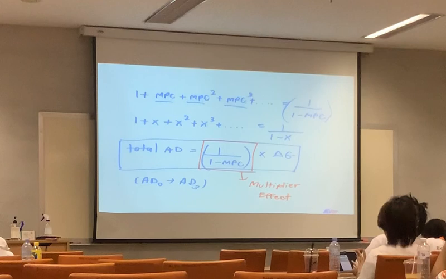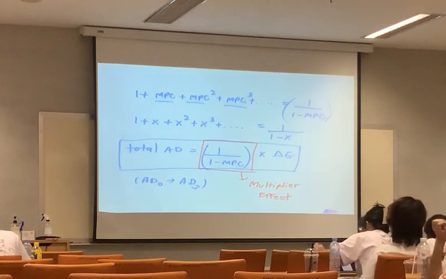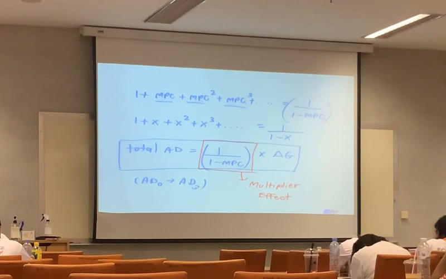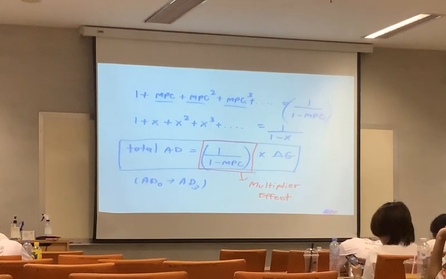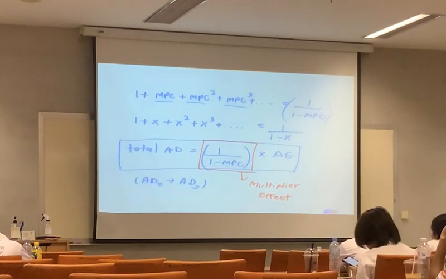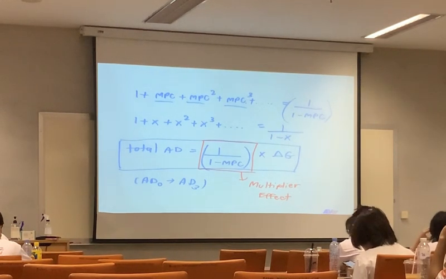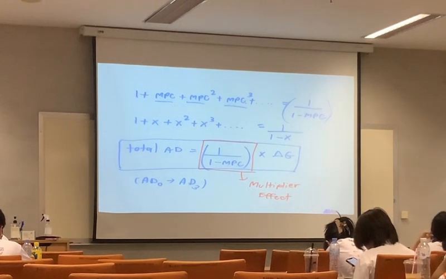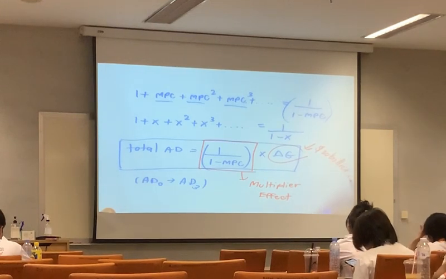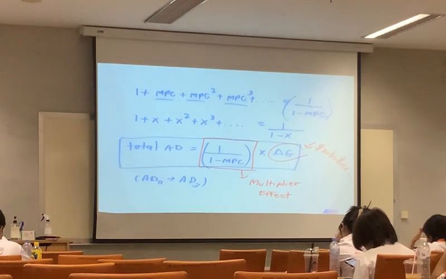It happens because when G changes or T changes, money flows into the system and people can use the money to spend more, so AD will change more. So 1 divided by 1 minus MPC is the multiplier effect. If the question asks you how much the multiplier or the multiplier effect is, and they give you MPC, you can just calculate it right away. Or in here, if you know how much G is, you can substitute 20 billion in the equation. If you know MPC, you can get the total AD change or total AD.